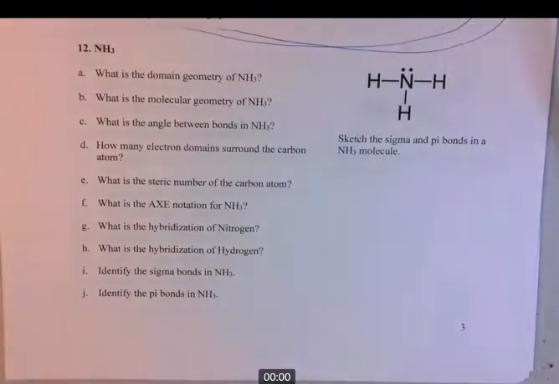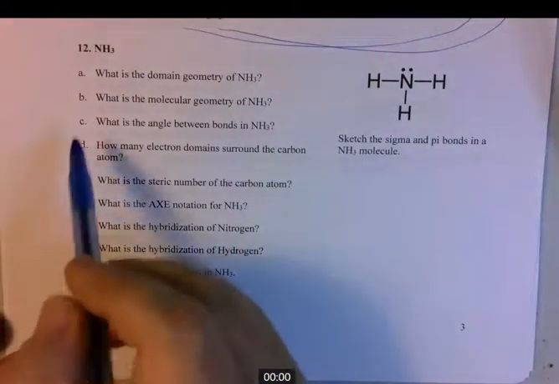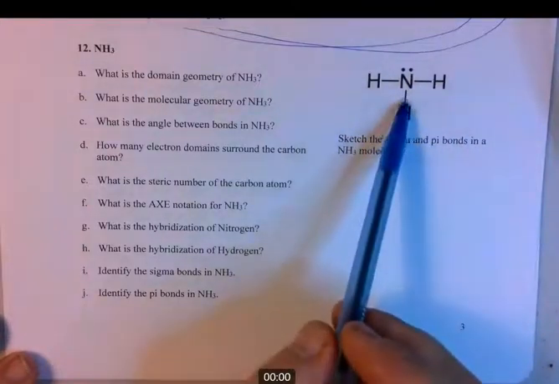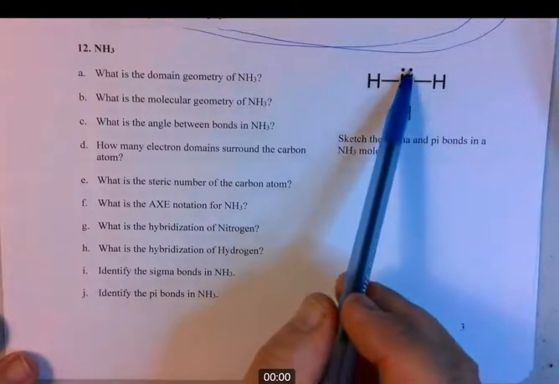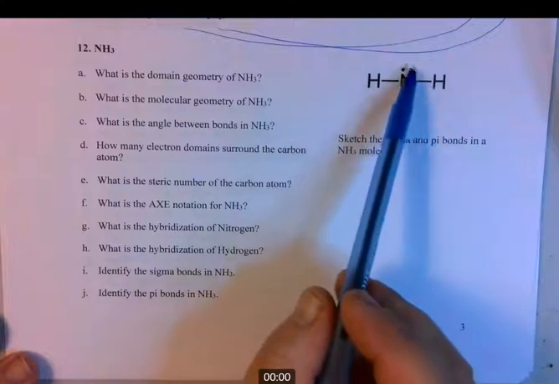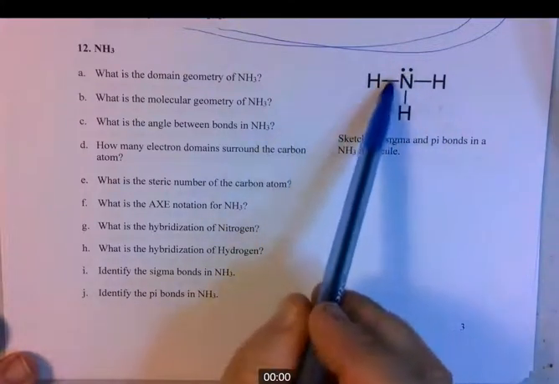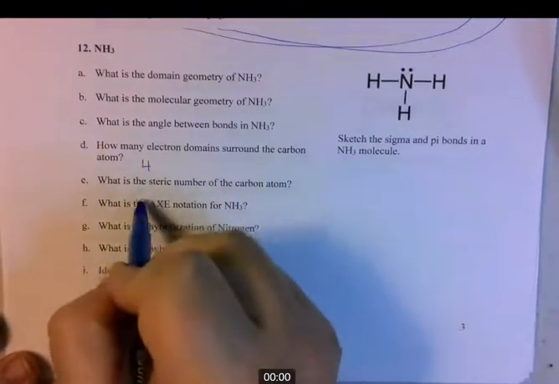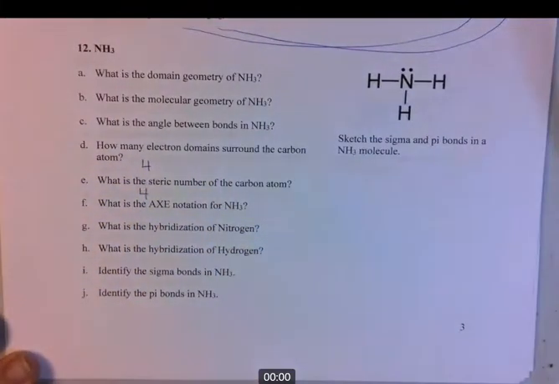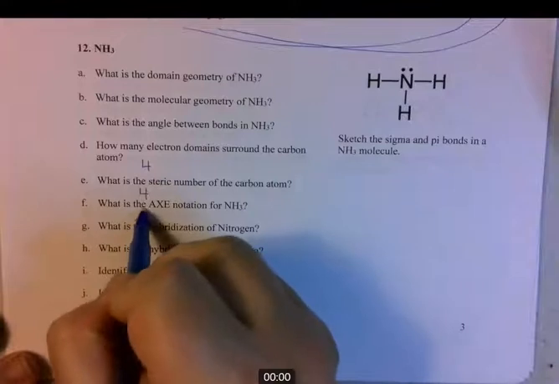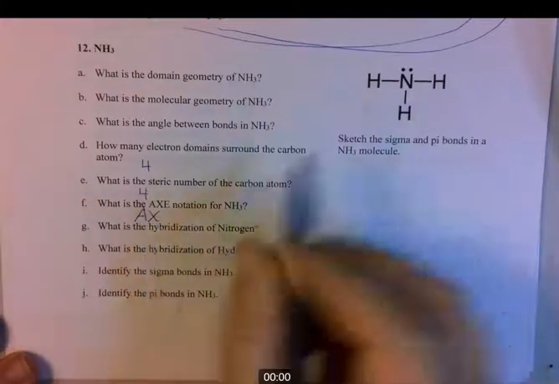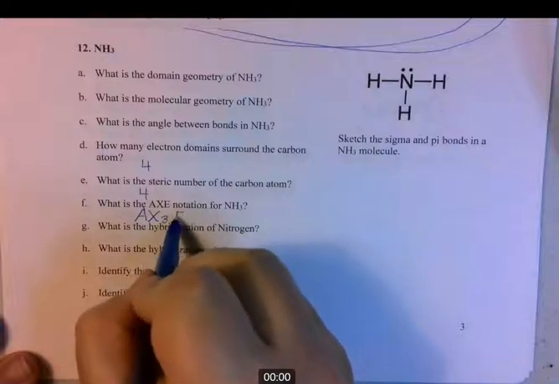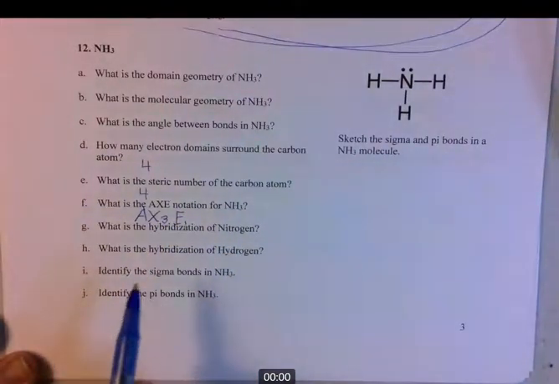And now we're at ammonia, NH3. So again, I'm going to start at D. How many electron domains? Remember, electron domains can either be bonding or non-bonding, that is to say, lone pair electrons. So there's 1, 2, 3, 4. There's 4 electron domains. That's 4 steric regions, exact same thing. The AXE notation is A, there's 3 bonding domains, 1, 2, 3, AX3, and there's 1 lone pair, E1. Okay, so there you go.